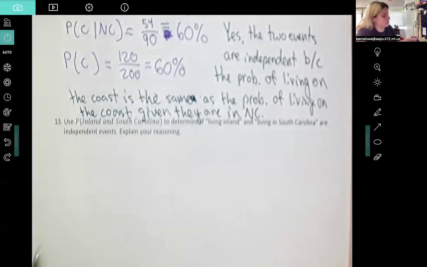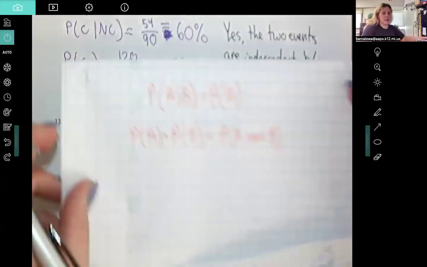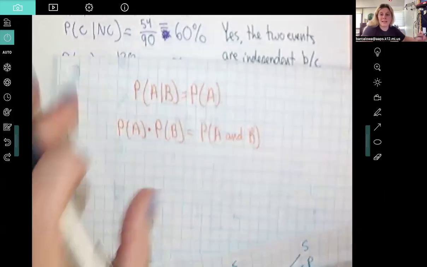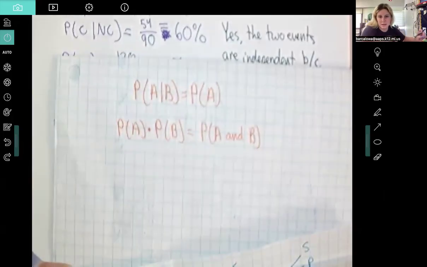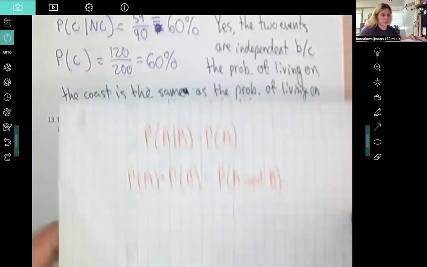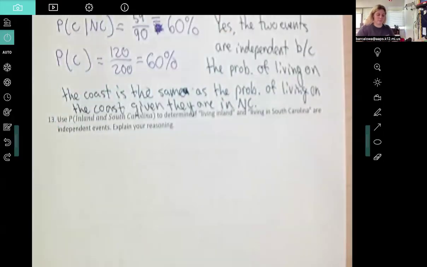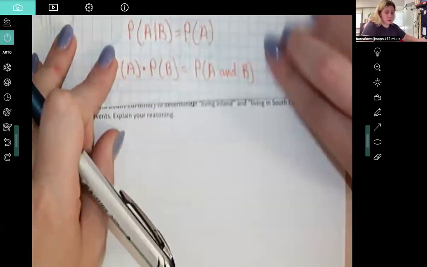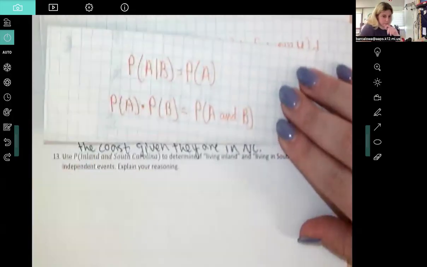So now they want me to use the probability of being inland and in South Carolina to determine if they are independent events. So this is our other test for independence. These are our two tests for independence. Here's the one we just used. Here's the one we are about to use. And the bell's about to ring.